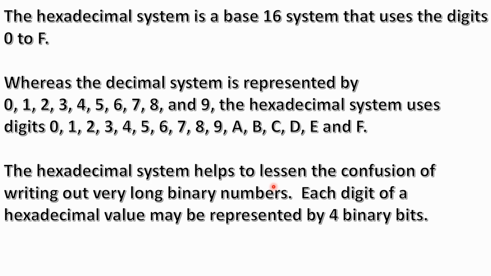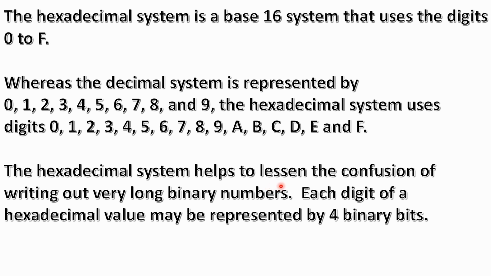Again, another system mentioned briefly before is a base 16 system, also known as the hexadecimal system. The hexadecimal system's, again, a base 16 system that uses the digits 0 through F. Whereas, in the decimal system, we had 0 through 9. Here we have 0 through 9, but then we also have A, B, C, D, E, and F. The hexadecimal system helps to lessen the confusion writing out really long binary numbers. Each digit of a hexadecimal value can be represented by 4 binary bits.